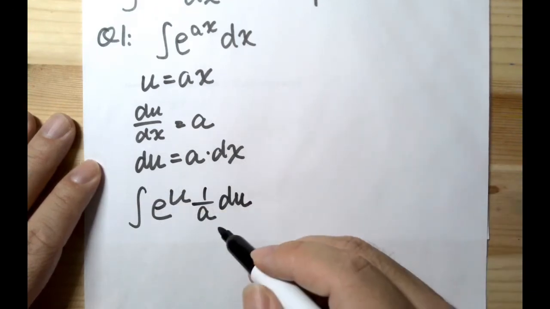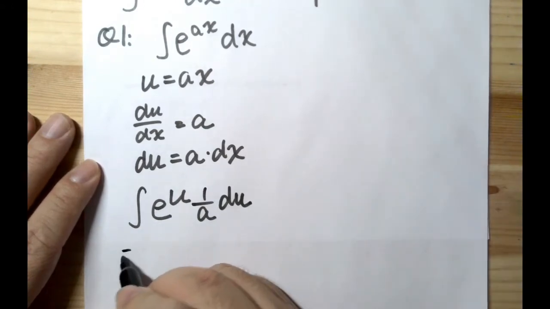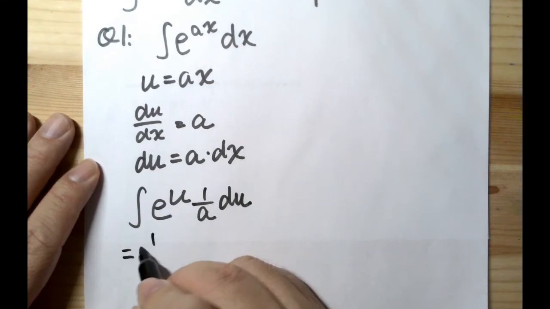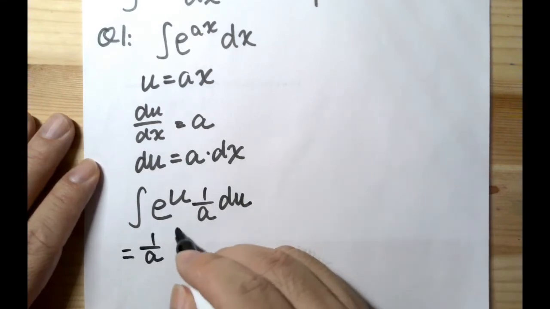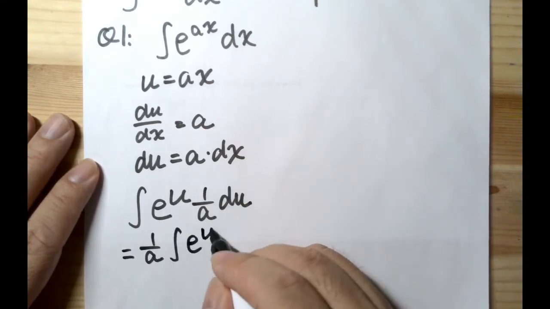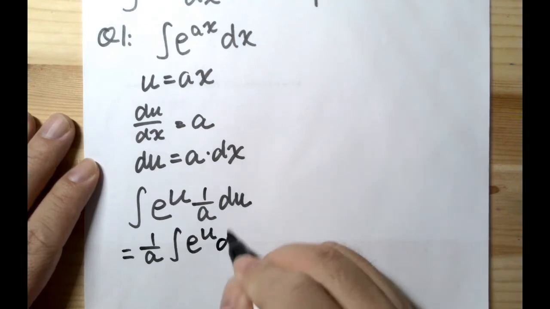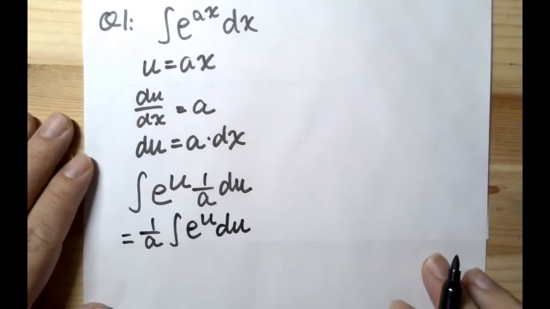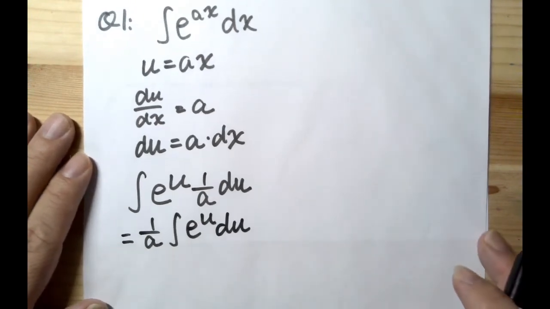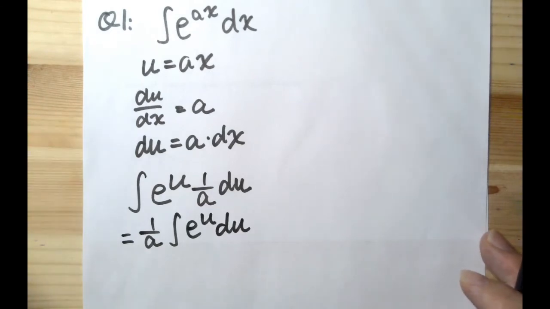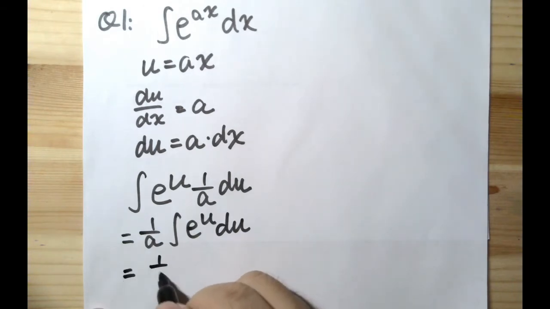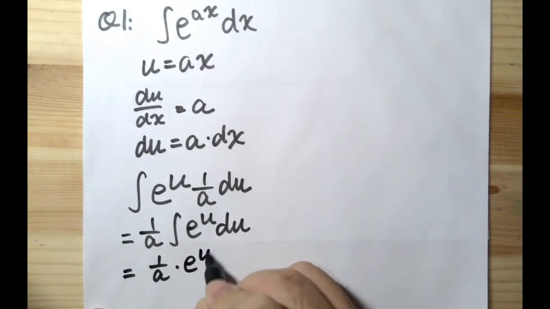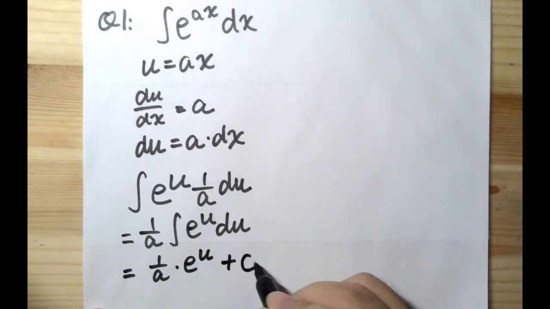So a is a non-zero constant, and this is what we can do. We can take this 1 over a outside of the integral, so that's going to give us the integral of e to the power of u du. And this is a very straightforward exponential integration. We all know that this is 1 over a times e to the power of u, and then plus a constant c.